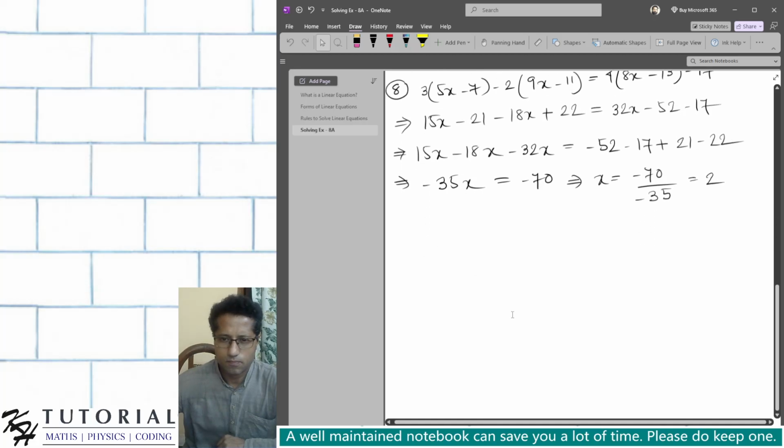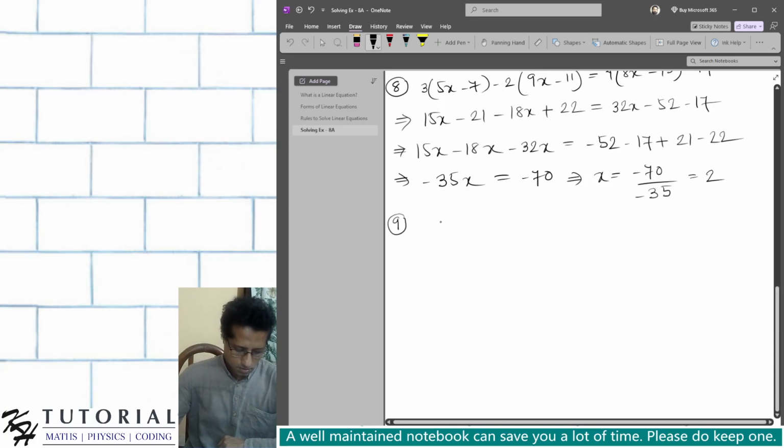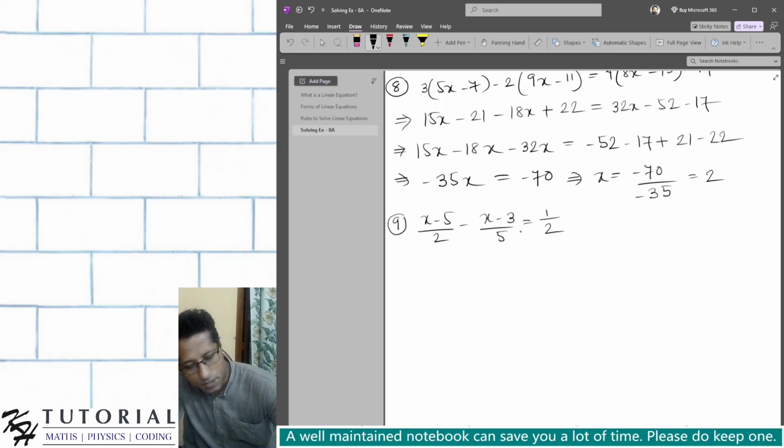Let's do problem number 9. This is x minus 5 by 2 minus x minus 3 by 5 equals to half. Now this is also a linear equation reducible to simple form. This is not a simple form because we are having rational terms. The two rational terms are x minus 5 by 2 and minus of x minus 3 by 5. These are the two rational terms. So this equation is not in linear form, not in simple form.